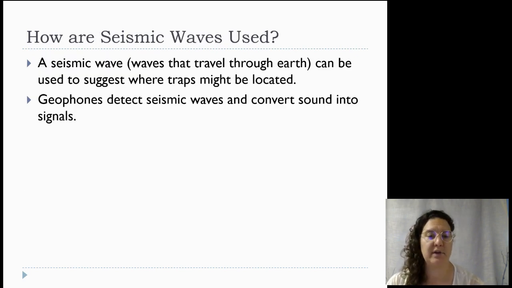Also, seismic waves are used to determine where petroleum traps might be located. So these are waves that can travel through the earth. Geophones detect seismic waves, and then they'll convert that sound into a signal. So it'll kind of draw a chart for geologists.